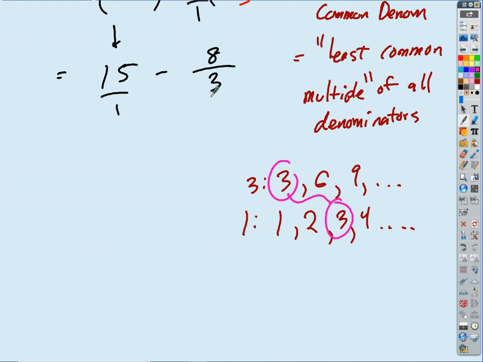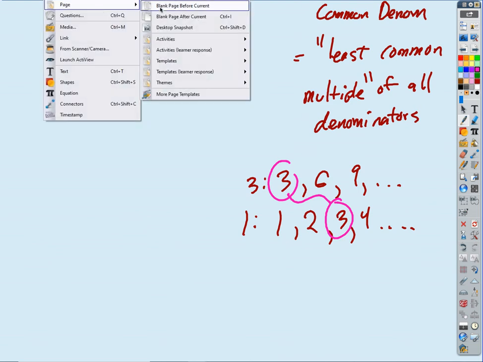Make sense? Okay, let's just get a little practice with that real quick. One more example. I know this is kind of old hat stuff, but like I said, it's been a couple months with no math. You probably haven't thought about this stuff. What if we had 5/6 plus 3/8? So our denominators are 6 and 8. What would be the least common denominator?